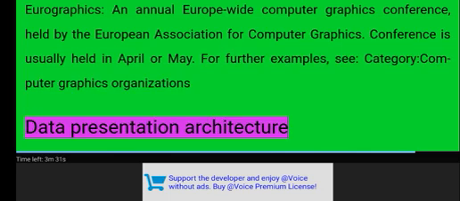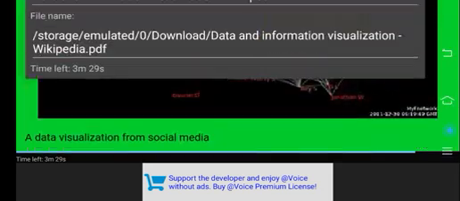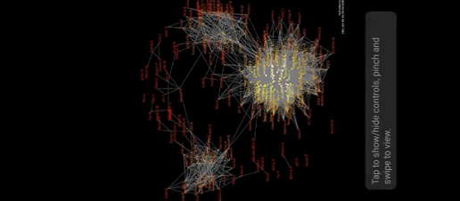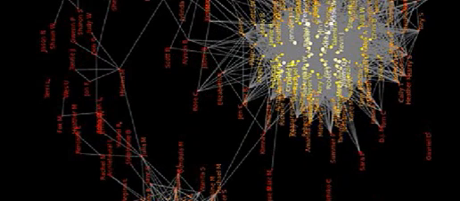Data presentation architecture. A data visualization from social media. Data presentation architecture, DPA, is a skill set that seeks to identify, locate, manipulate, format and present data in such a way as to optimally communicate meaning and proper knowledge. Historically, the term data presentation architecture is attributed to Kelly Lott. A data presentation architecture, DPA, is a rarely applied skill set critical for the success and value of business intelligence.